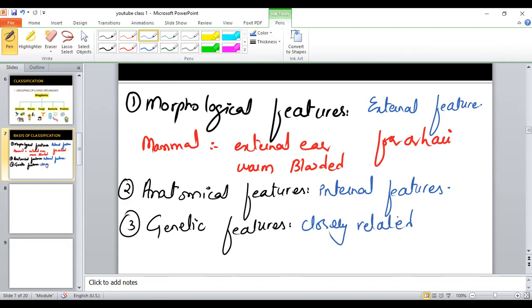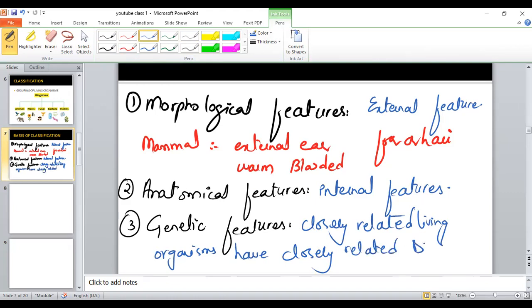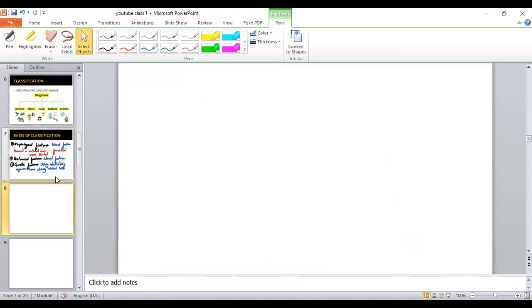So what we are saying is that closely related living organisms have closely related DNA. Like they are sharing some genetic characteristics, like some sort of proteins they are sharing, some sort of DNA, you can say nucleotides they are sharing.